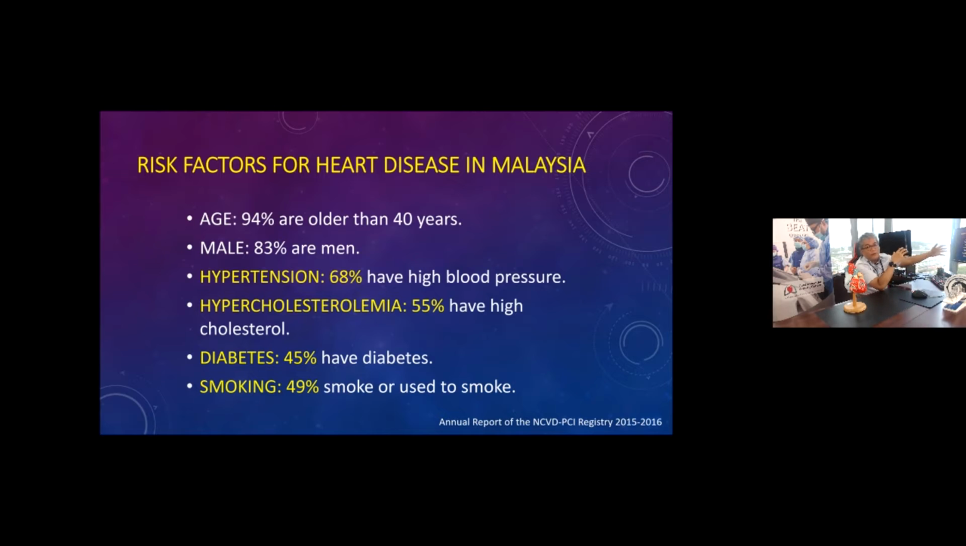And then the 4 are the modifiable risk factors. These are things that you can do something about. So high blood pressure, 68% have high blood pressure. High cholesterol, 55% have high cholesterol. Diabetes, 45% have diabetes. And smoking, 50% of people who have heart attacks smoke or used to smoke, okay?